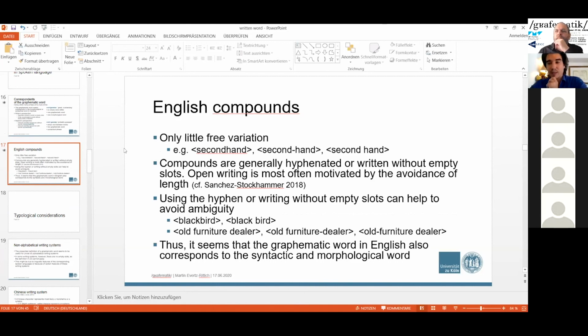Yes, you're right. English compounds is really something I will look into more closely. However, I think the general direction is there. If you write something without an empty slot, it really corresponds to a morphological word. And if you write something with an empty slot, the question is more open. Is this still a morphological word or is it a phrase? I agree, this is more complicated. But if it's written solidly, then it's a morphological word. But I have to look closer into it. So thank you.